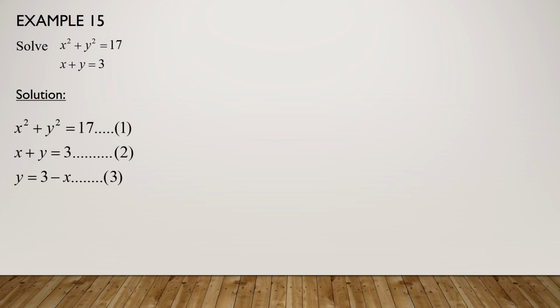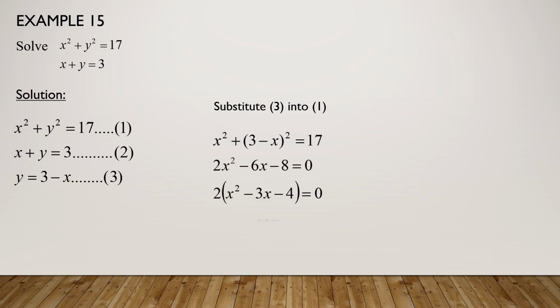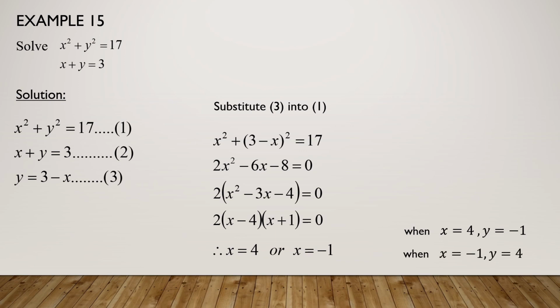Now we move on to example 15. It asks us to solve these two equations. First, we name the first and the second equation, and we get the third equation from the second equation when we move x to the other side. And then we substitute the third equation into the first equation to get something like this. And you already solved the equation where x equals to 4 and x equals to 1. So when x equals to 4, y equals to negative 1. And when x equals to 1, y equals to 4.